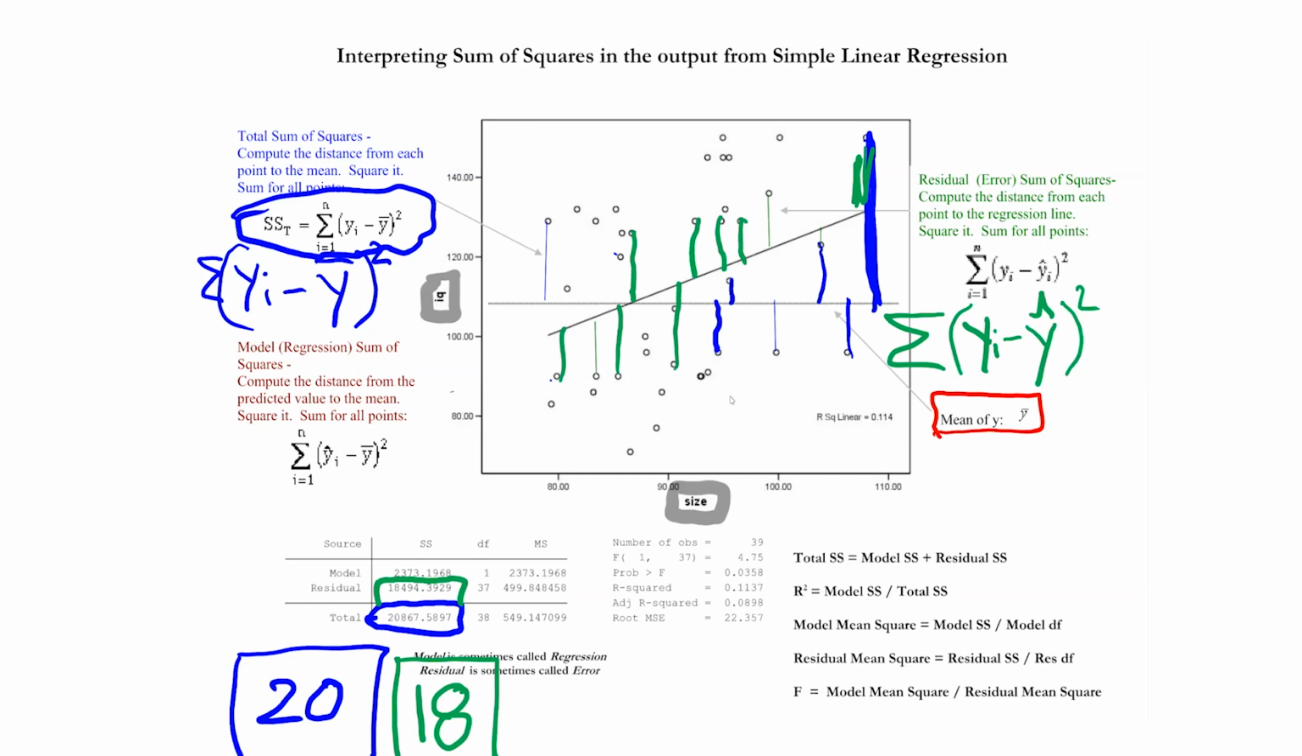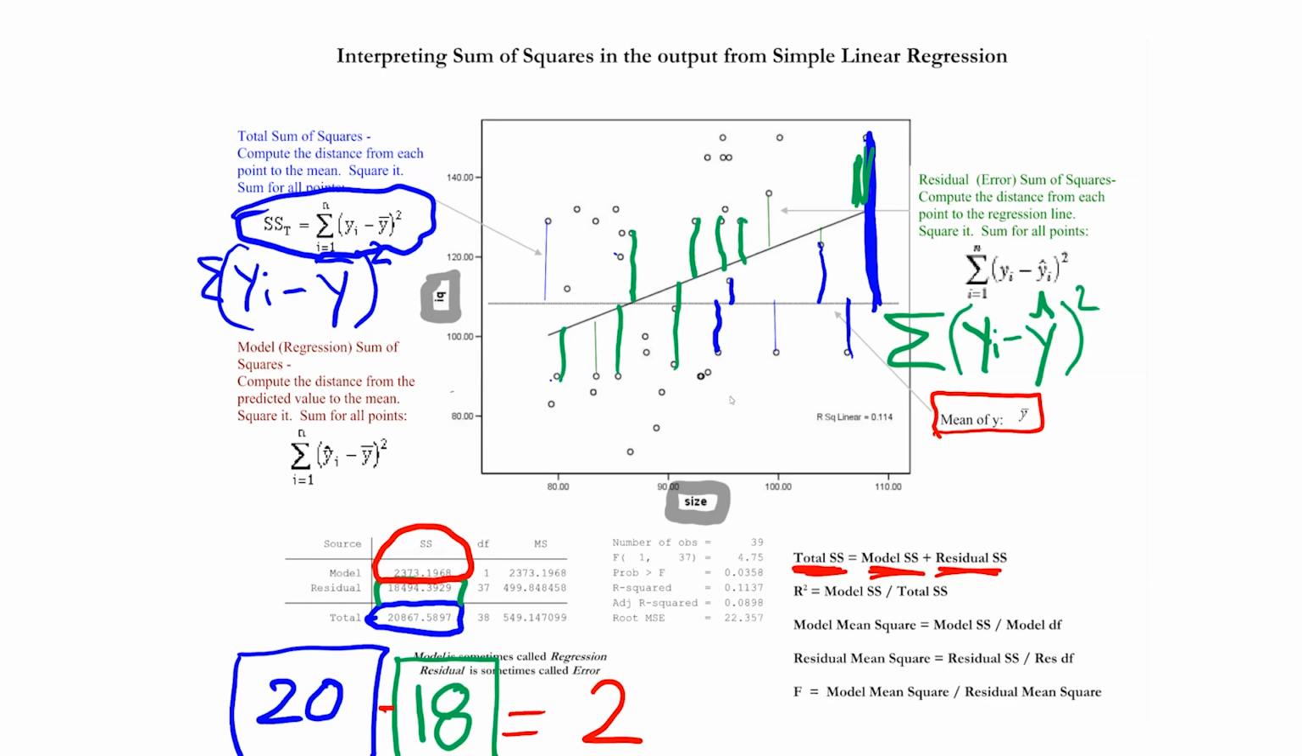Well, if you think about this for a few minutes, you could do a little bit of math. 20 minus 18 equals about 2. And this is what's known as the model sum of squares. You take the total and you subtract the residual and you get the model.